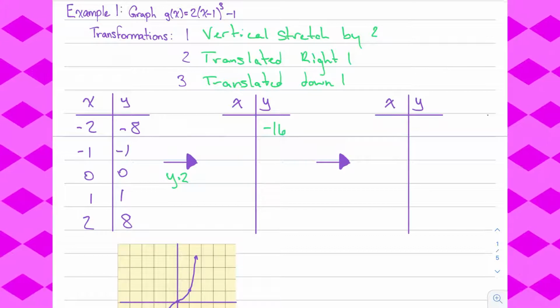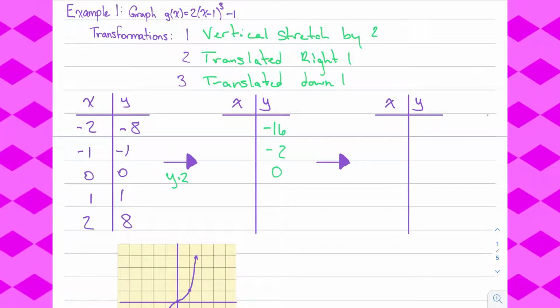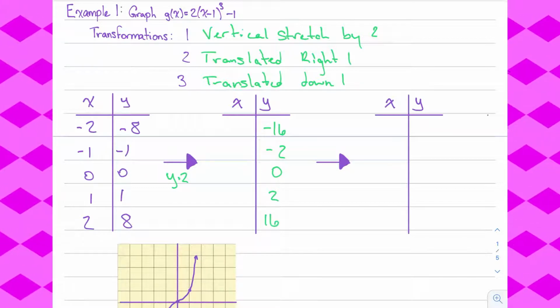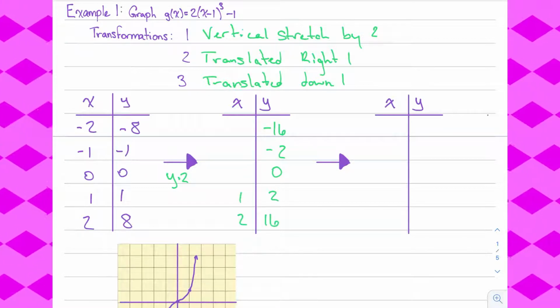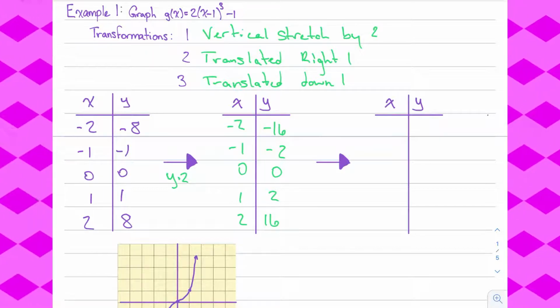So I always start with stretches and compressions, so I'm going to multiply all my y coordinates by 2. Negative 8 goes to negative 16, negative 1 to negative 2, 0 to 0, 1 to 2, and 8 to 16, and the x coordinates are unchanged.